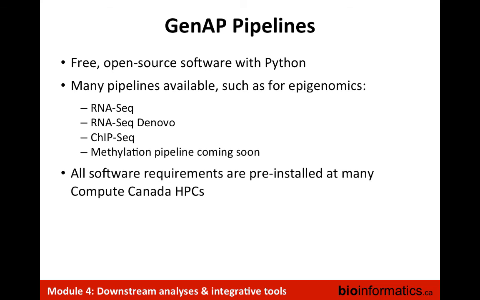There's also the GenAP pipelines, which offer you a set of pre-constructed bioinformatic analysis pipelines. There's one for RNA-seq, RNA-seq de novo, and one for ChIP-seq, and in a couple of weeks we should have the methylation pipeline available as well. All of the requirements for these pipelines are already installed through CVMFS on the Compute Canada HPC. So if you have access to Compute Canada, you're good to go and you can start using these pipelines right away.